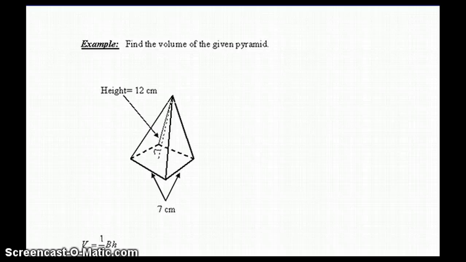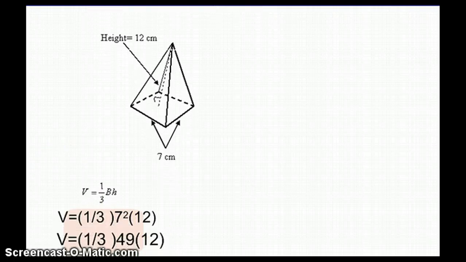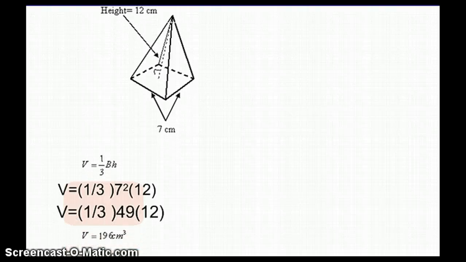If the formula for volume is 1/3 times the area of the base times the height, that means that in order to find the area of this base, or the area of the square, we would take 7 squared and then plug in 12 for the height. 7 squared is equal to 49, and when we multiply our answer together, we get a volume of 196 cubic centimeters.